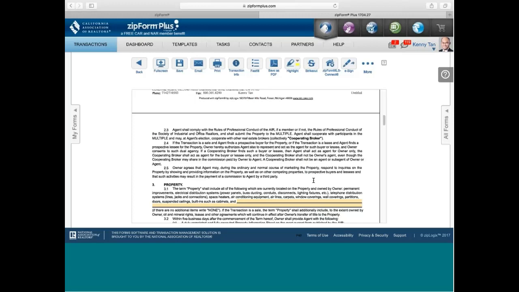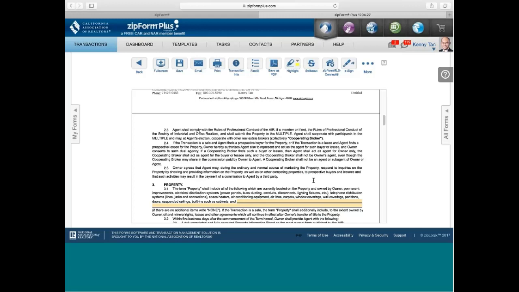It says here, we can show prospective buyers and lessees, and such activities may result in the payment of a commission to the agent by a third party. So I think explicitly you may receive compensation from the buyer in addition to receiving compensation from the seller. So if you have a buyer that wants to pay you, right? But I think the Code of Ethics still requires disclosure, otherwise it might be a secret profit.